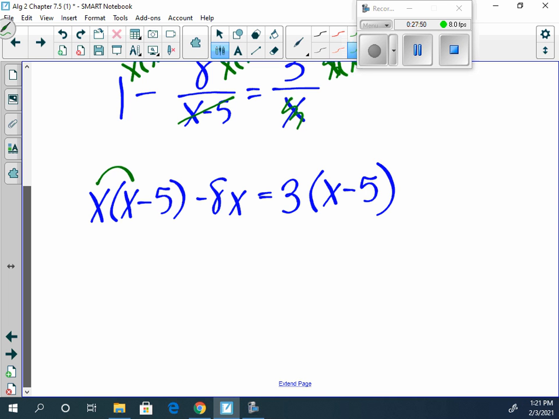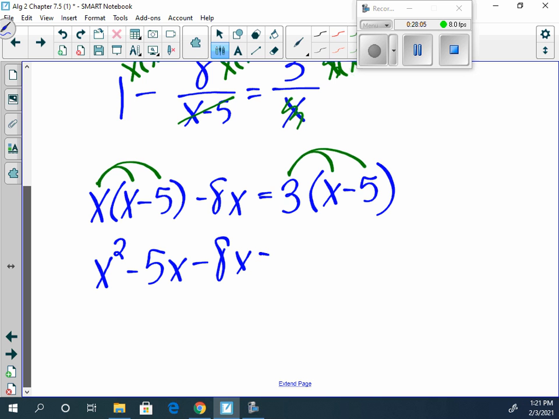So the first thing we'll need to do is distribute through these parentheses. So here we're going to distribute the x, so x times x would be x squared. x times negative 5 would be negative 5x. We have minus 8x is equal to, here we're going to have 3 times x would be 3x. 3 times negative 5 would be negative 15. So again, we're just simplifying this here so we can solve for the value of x.